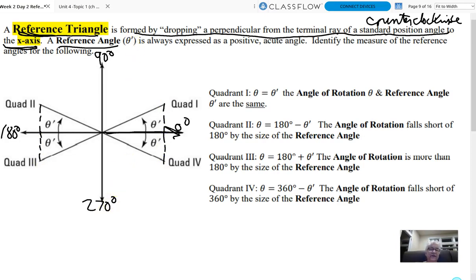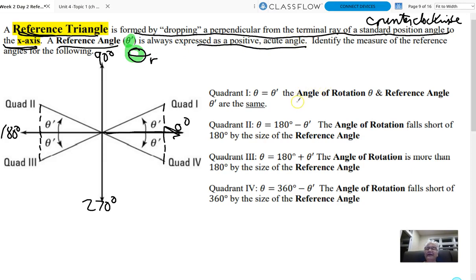Now, you can see here that they're calling the reference angle theta prime. Okay, when you have a little mark like that, that's called theta prime. A lot of times, I'm going to label my reference angle with the little r. That might be easier to remember. And remember, as I taught you before, it's always a positive acute angle.